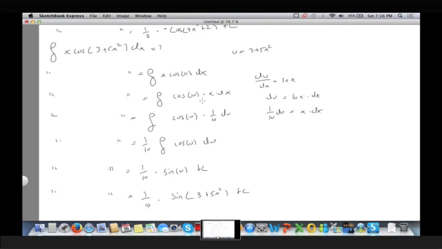And now we rewrite this so x's are on the same side. And then we solve for x dx. We get 1/10 du, plug that in. Take the antiderivative and you plug u back in. Okay, well, we're good, I think. Okay, so where's your answer?